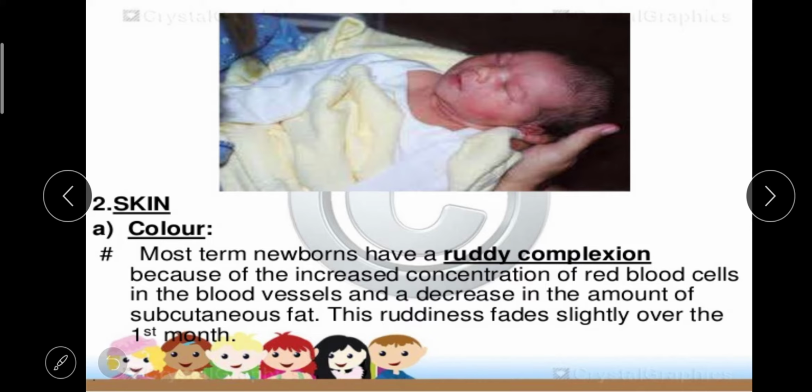Most term newborns have a ruddy complexion because of the increased concentration of red blood cells in the blood vessels and a decrease in the amount of subcutaneous fat. This ruddiness fades slightly over the first month. So in the color, first we will see the ruddiness, like a redness, because of increased RBC. Okay, within 1 month it will subside.